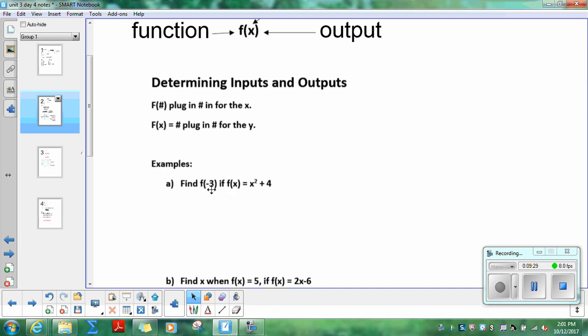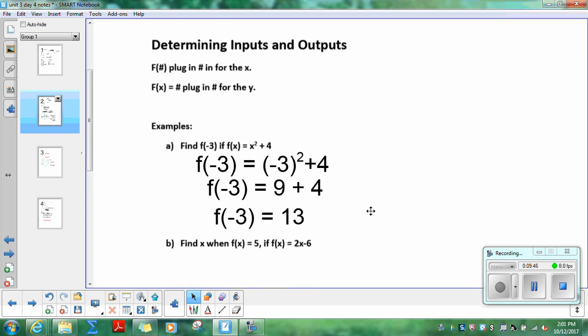Well, we know the x value now, so I'm going to plug in the x value for this x. f of negative 3 means that I'm plugging in negative 3 for the x. Now I just go ahead and simplify. Negative 3 squared is 9. So 9 plus 4 gives me 13. So f of negative 3 is equal to 13. That's my answer.